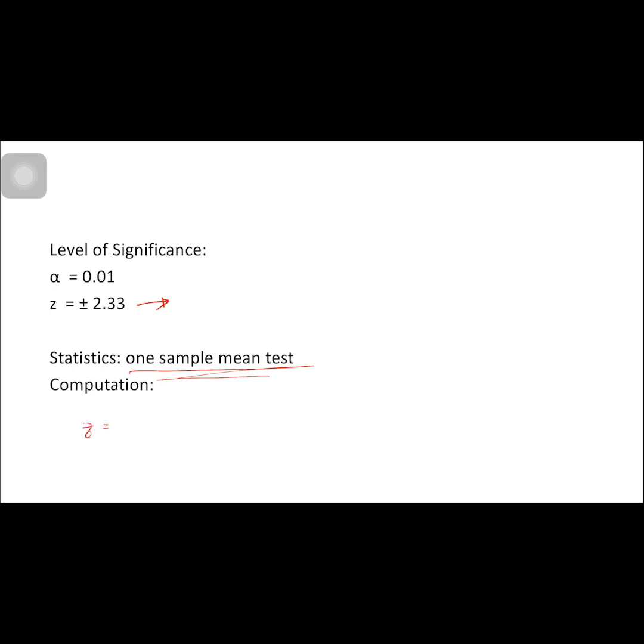For our computation, z is equal to 70.2 minus 68 divided by our standard deviation of 7.8 divided by square root of 100. For that, we get 2.82.